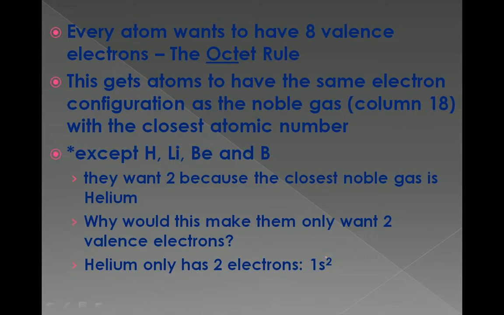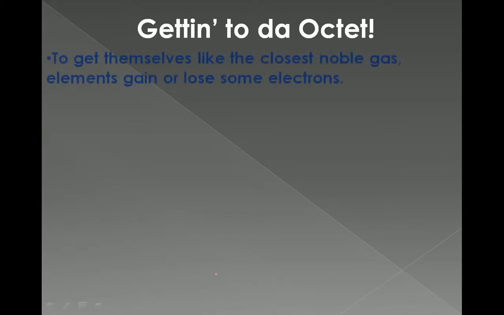So since hydrogen and lithium and beryllium and boron are all closest to helium, they want to get their electron configuration like helium, because helium is the nearest noble gas, and helium only has 2 electrons. So they also only want to have 2 electrons. So let's do some practice here.